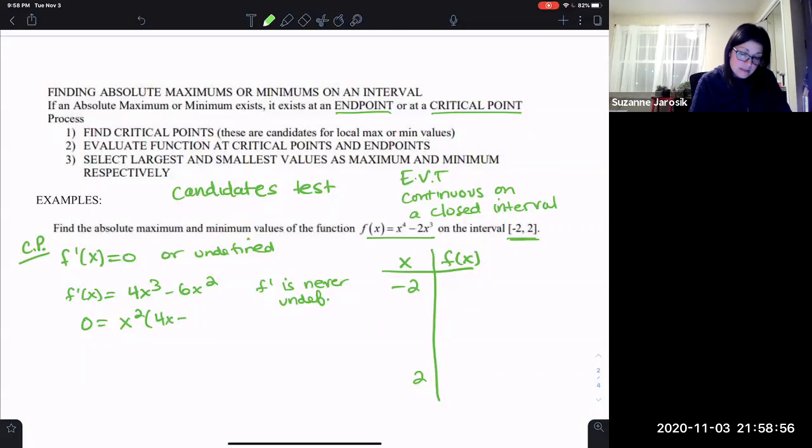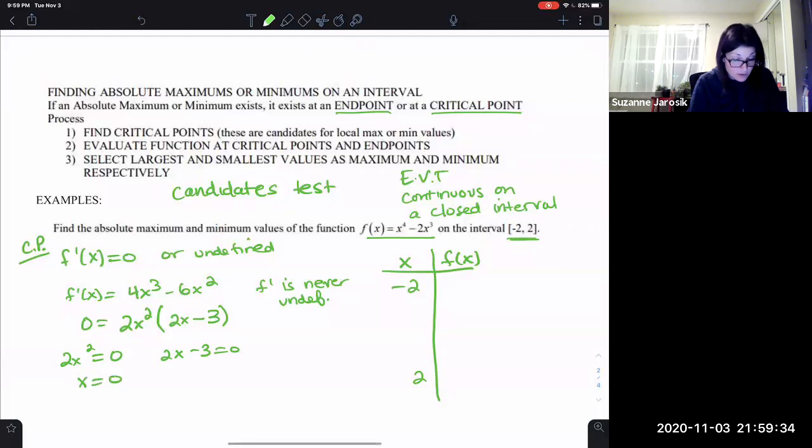I factor out 2x squared, leaving 2x minus 3. Let's check that real quick before I move on. I took out 2x squared, 2x minus 3. All right. Zero product property says 2x squared equals 0, 2x minus 3 equals 0. So x is equal to 0, or x is equal to 3 halves.